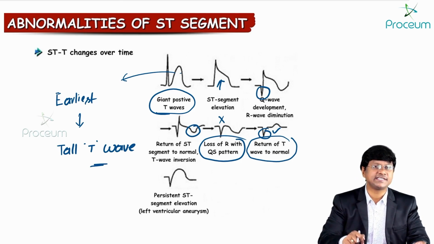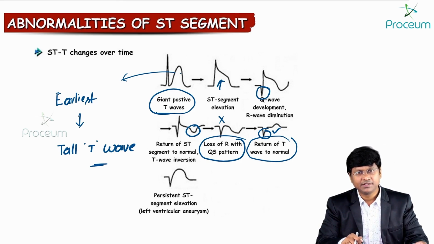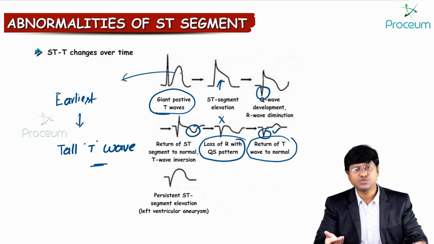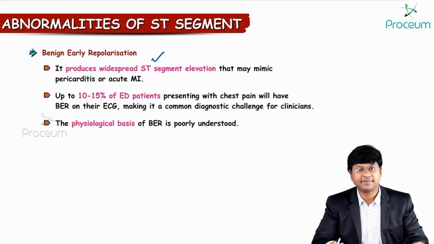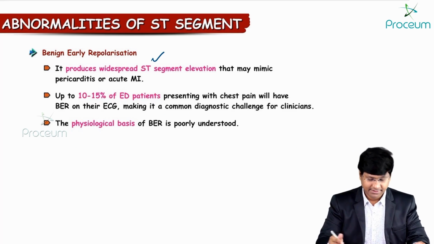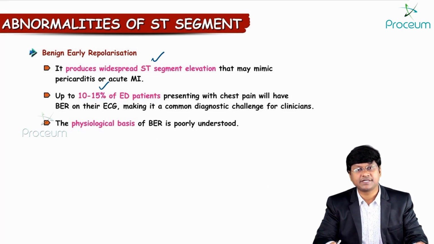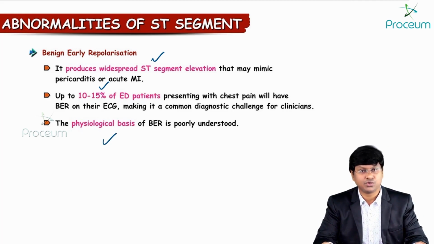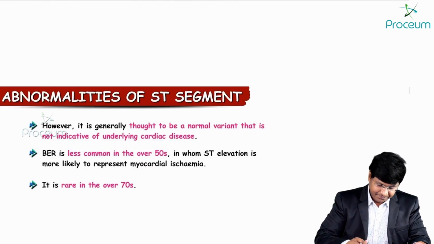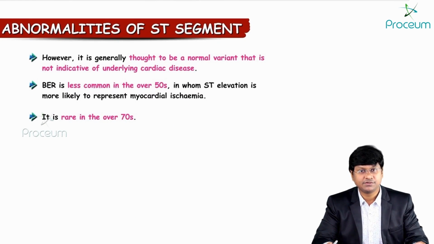But these serial ECG changes, whatever you are seeing in MI, you will not see in case of benign early repolarization. So, to summarize, remember, benign early repolarization produces widespread ST segment elevation that may mimic acute MI. It is seen in almost 10 to 15% of emergency department patients. And what exactly is the physiological basis is not known. This benign early repolarization is thought to be a normal variant. It does not indicate any underlying cardiac disease.